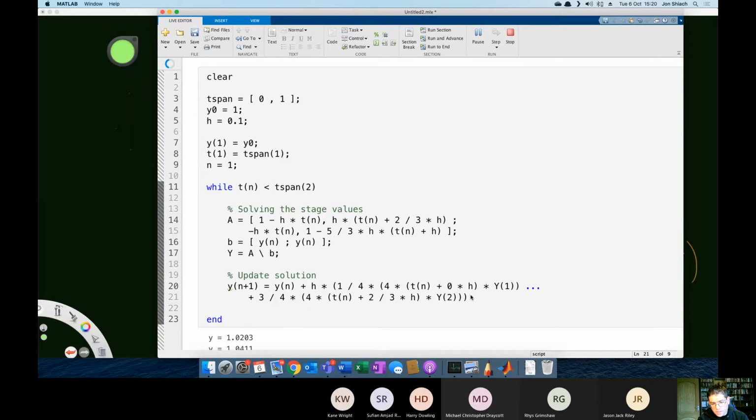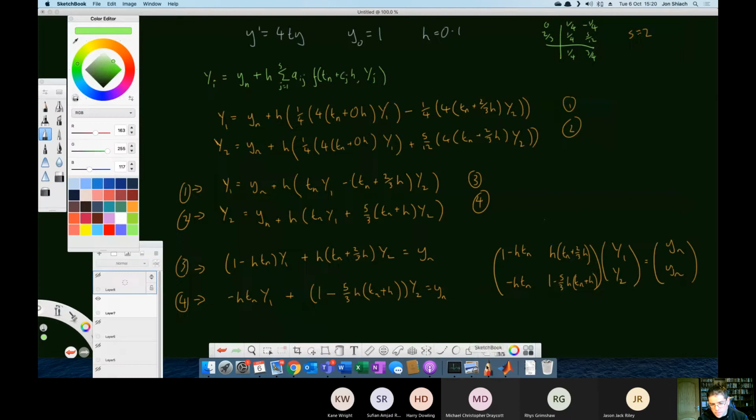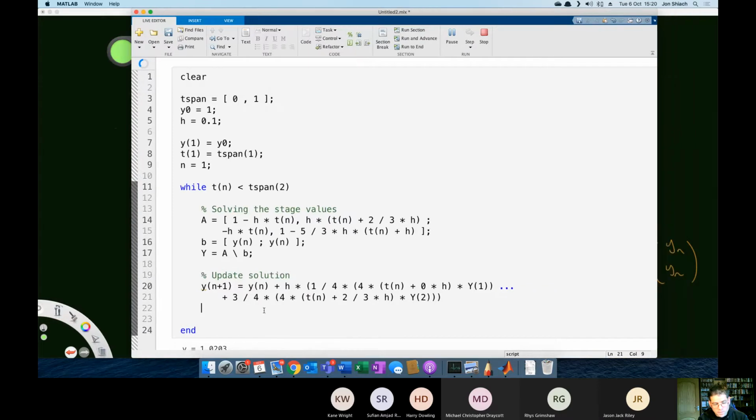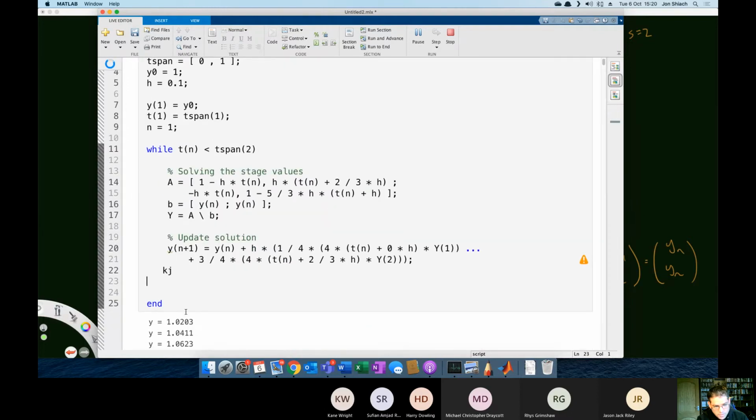Okay, and we also need to update our... oh, where's my thing gone? Oops. Oh, my cursor's not... oh no, MATLAB seems to... oh dear. I think MATLAB might have frozen on me. Yeah, that froze for a second.